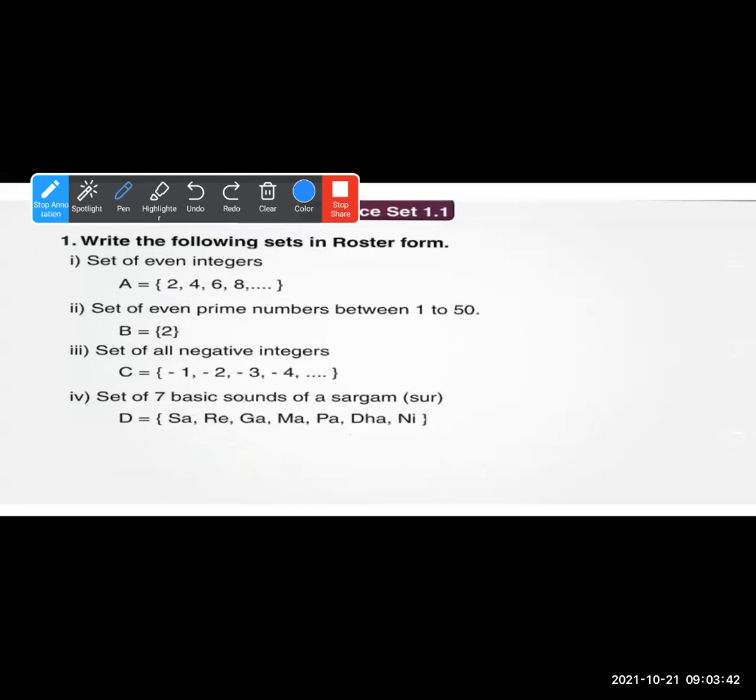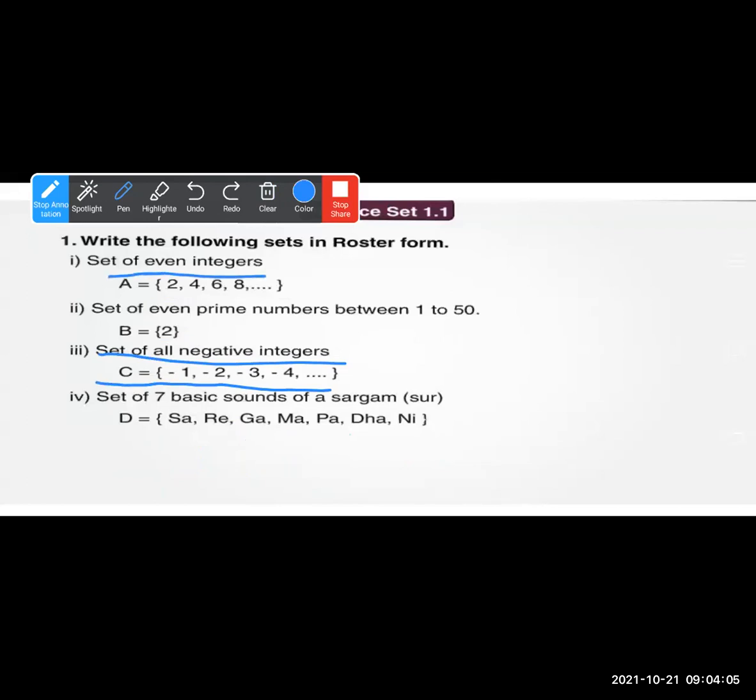The set of even prime numbers from 1 to 50: only 2 is the even prime number. That you have to keep in your mind. There are several questions related to this. Even prime numbers, only 2 is there. The next question is the set of all negative integers. All negative integers are -1, -2, -3, -4 and so on. All negative integers.